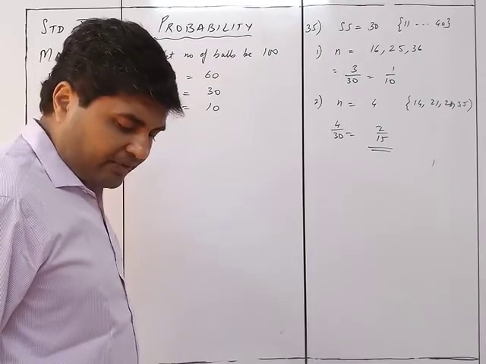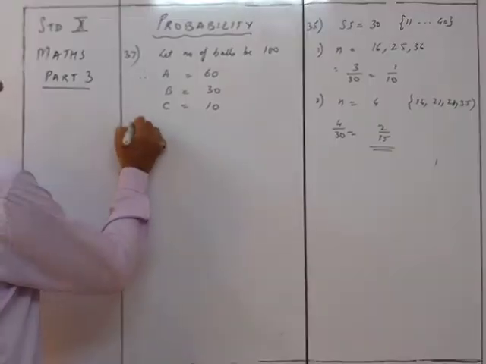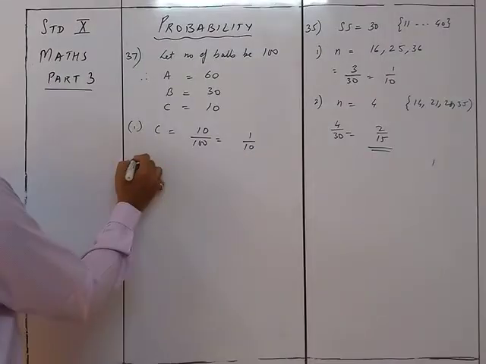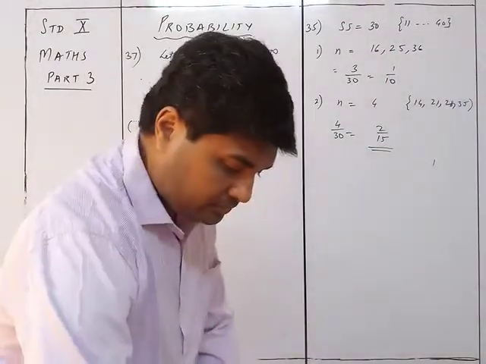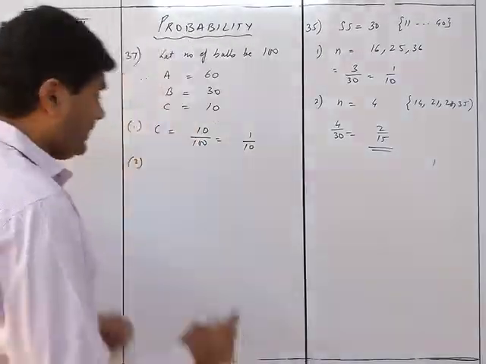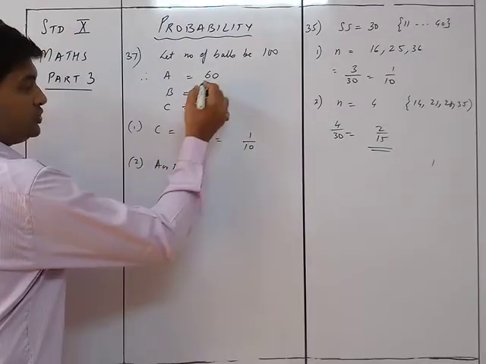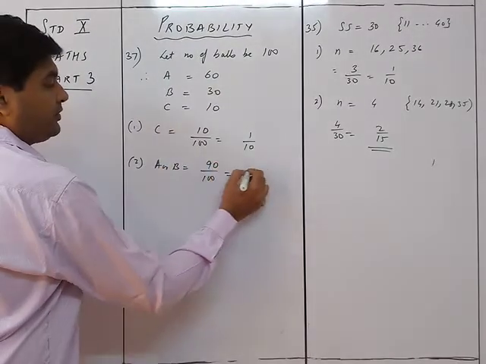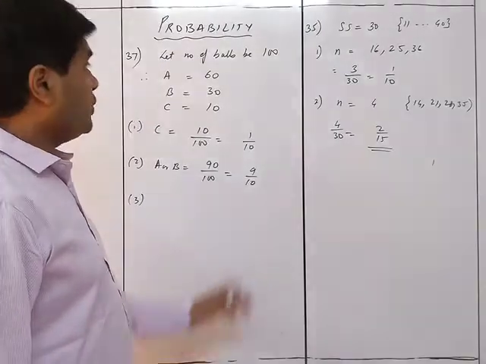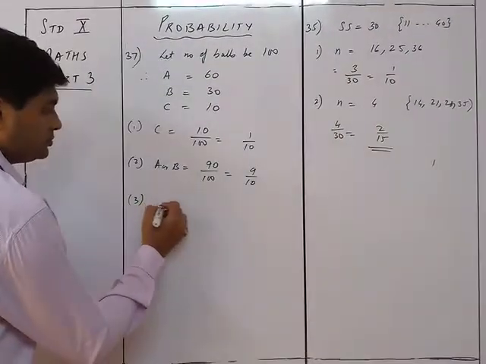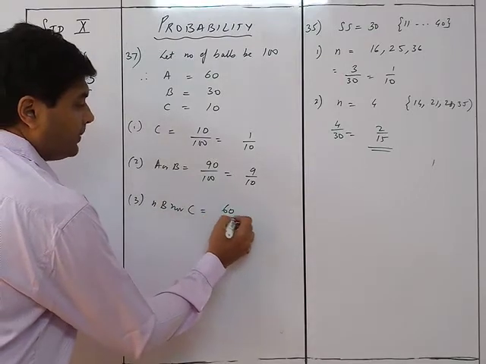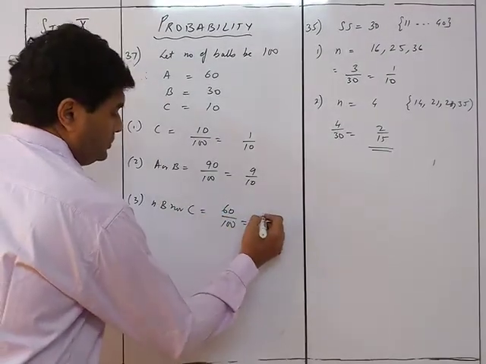A ball is drawn at random. Find the probability of it being marked with C. So first one, C is equal to 10 upon 100, which is 1 upon 10. The next one is A or B. So A or B is equal to 90 upon 100, which is 9 upon 10. And the third one, neither B nor C, will be 60. So neither B nor C is 60 upon 100, which is 3 upon 5.